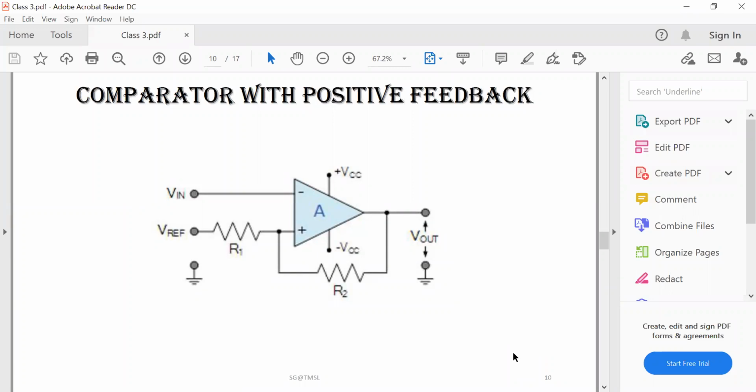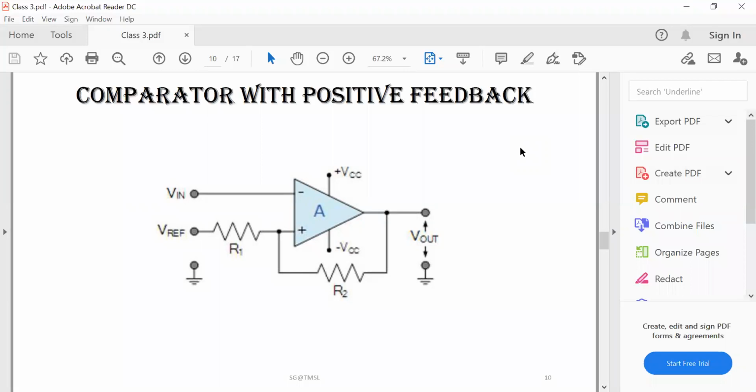However, if the input signal V input, which we have specified here in the previous slide also, is slow to change or some electrical noise is there in the input section, then the op-amp comparator may oscillate, switching its output back and forth between the two saturation levels, plus VCC and minus VCC, as the input signal hovers around the reference voltage, V reference level.